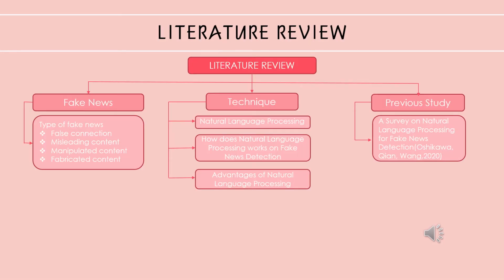Literature review. First is fake news. There are four types of fake news. First type is false connection. False connection is the news that has a headline or caption that does not support the content.